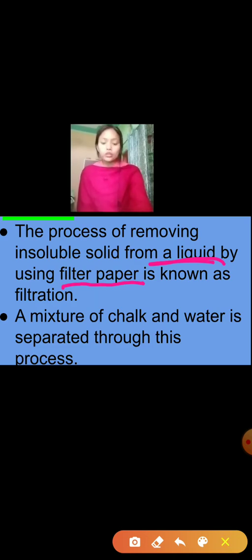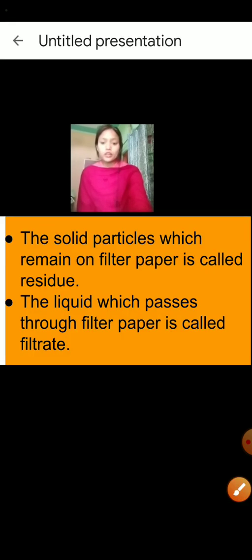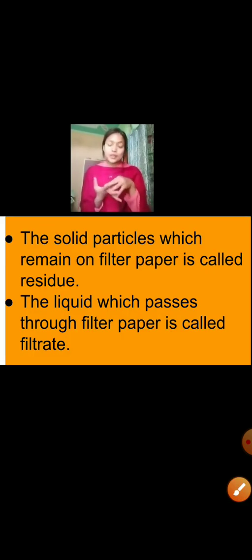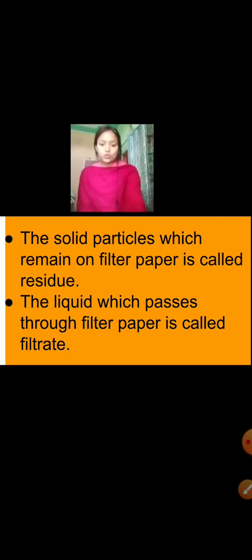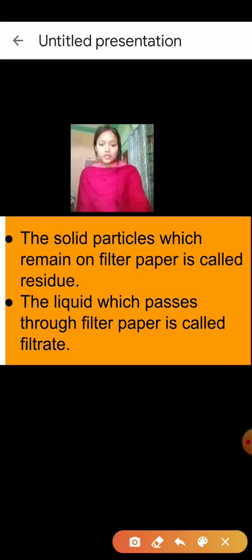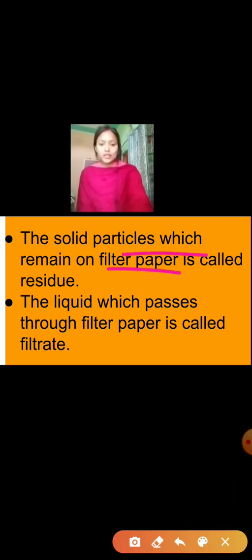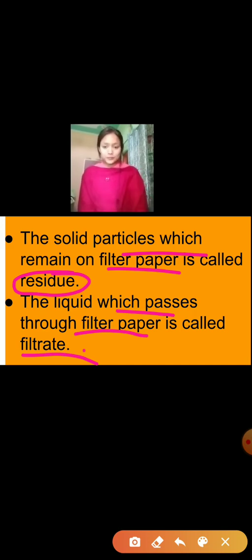Okay, now the chalk that will deposit on the filter paper is known as residue. Whatever is left on the filter paper is known as residue, and the water which comes down is known as filtrate. So whatever is left in the filter paper is known as residue, and whichever liquid passes through the filter paper is known as filtrate.